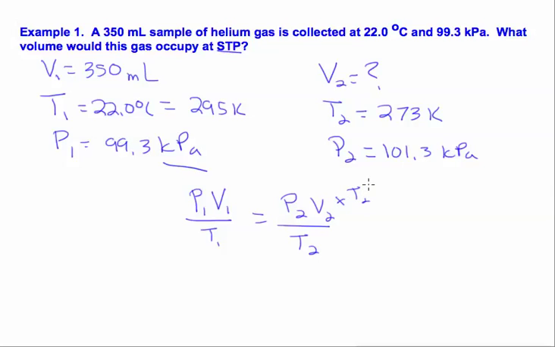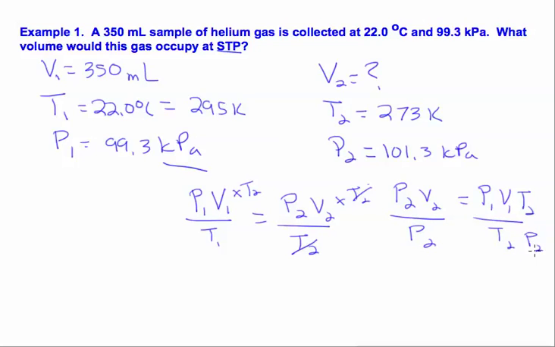We're going to multiply both sides by T2. And I'll show out all these steps. So P1, V1, T2. And then you're going to divide both sides by P2. So we get V2 equals P1 V1 T2 over T1 times P2. That should be a 1 there. So we're just going to plug into this equation.